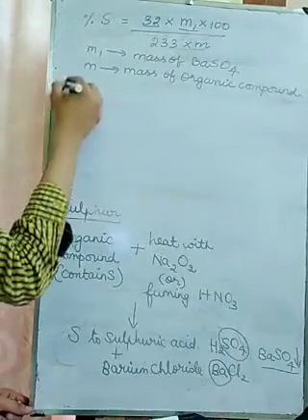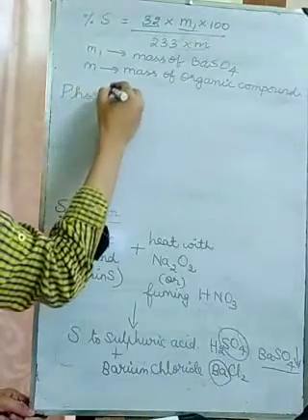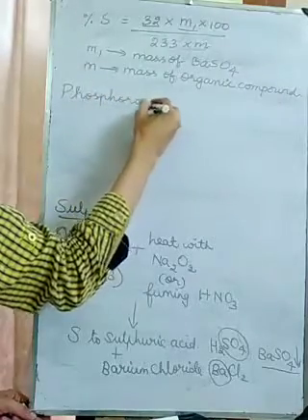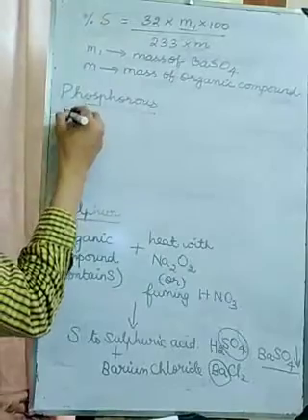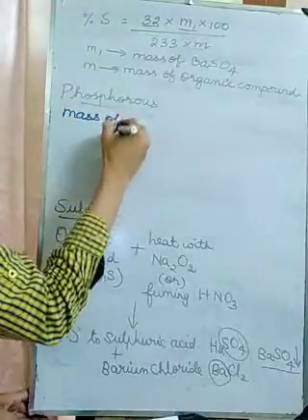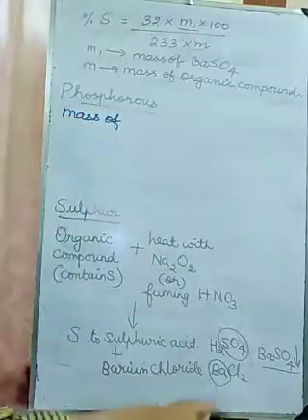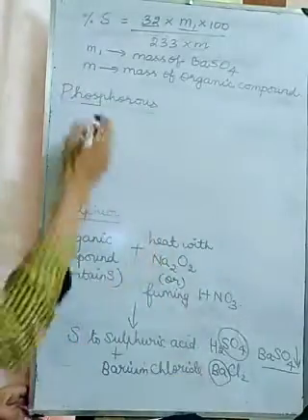Understood? So the last one is we are going to estimate the amount of phosphorus. So phosphorus, again we are going to take the organic compound which is going to contain phosphorus.